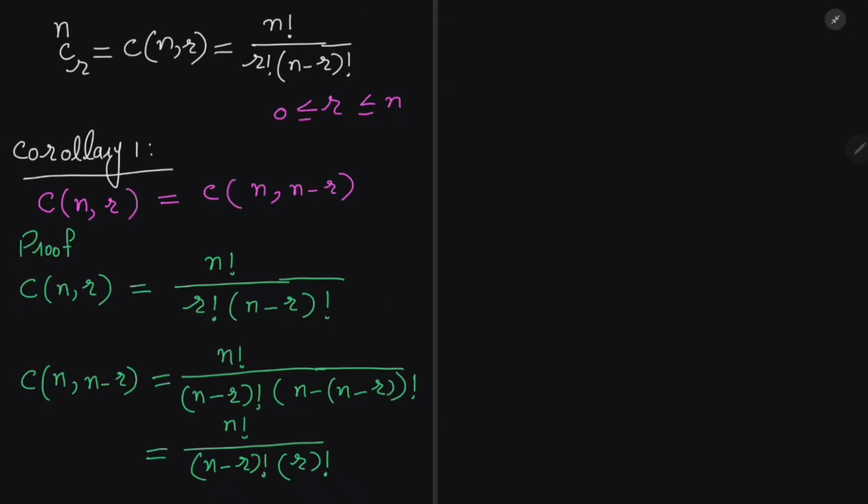If you identify that on the left hand side we have C(n, n minus r), and on the right hand side we have this formula, and the same thing that we get on the right hand side is this, which is C(n, r). So C(n, r) will be equal to C(n, n minus r).